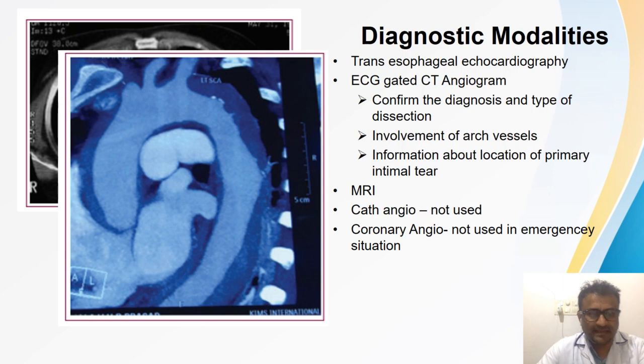You can see on the CT scan the origin of the false lumen extending into the branch, extending into the arch vessels and also going distally up to the diaphragm. It is a type A dissection diagnosed on the CT scan.